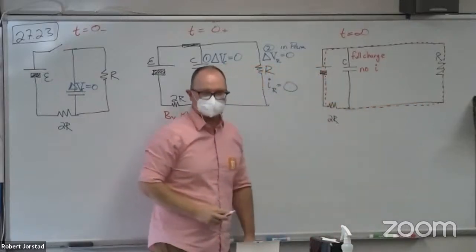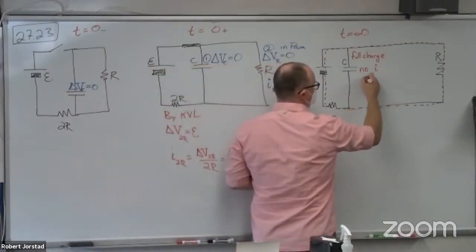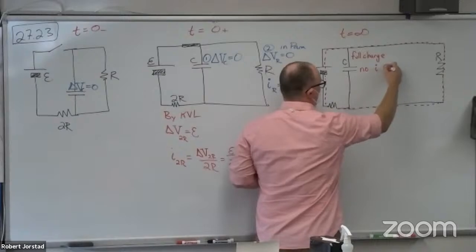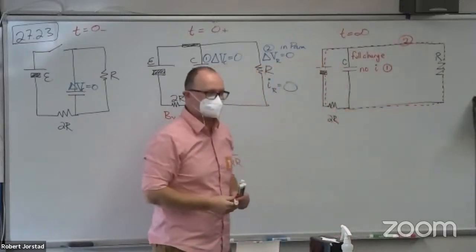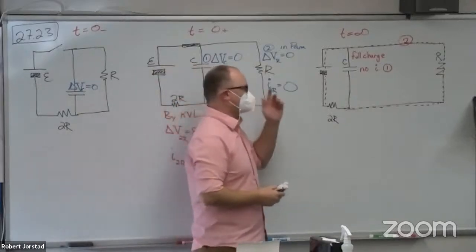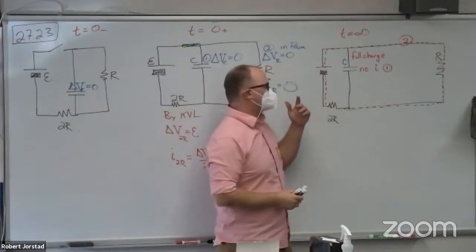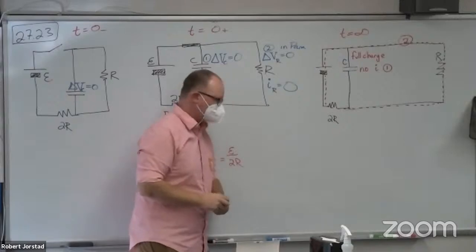In the outer loop, agreed? So this is our first piece of information. No current. This is our second piece of information: the direction the current flows. Sorry, not the circuit. So how would you attack it from here? Give me anything you know.